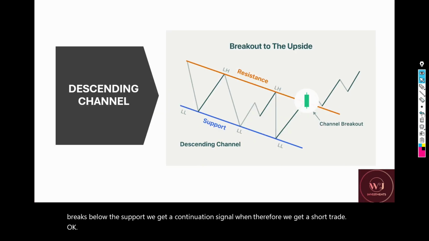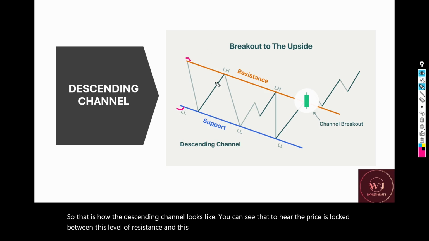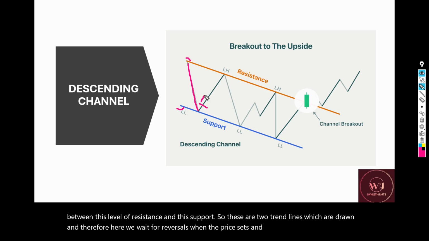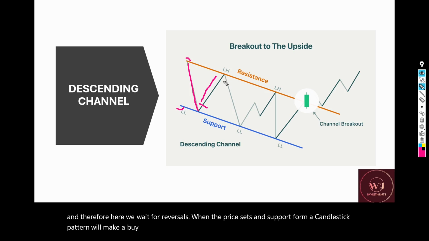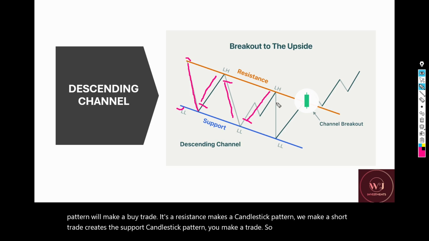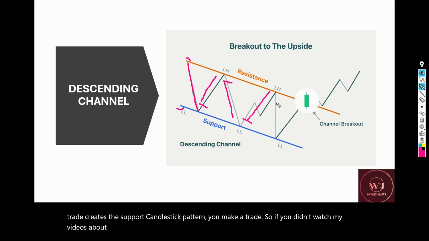So that is how the descending channel looks. You can see that here the price is locked between this level of resistance and this support. These are two trend lines which are drawn, and here we wait for reversals. When the price hits a support and forms a candlestick pattern, we make a buy trade. At a resistance, with a candlestick pattern, we make a short trade. At a support, candlestick pattern, you make a trade. If you didn't watch my videos about candlestick patterns, I recommend you go back and watch them.